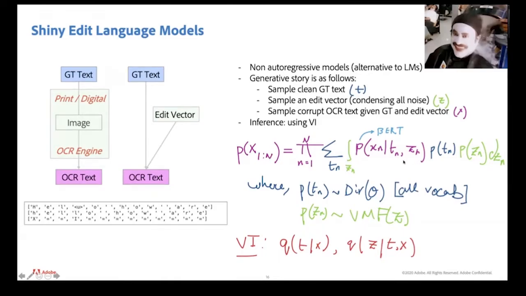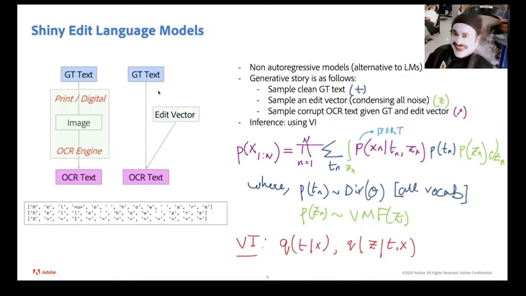So this is the overall generative distributions where we sample the word from the entire vocabulary, and VMF is basically like a normal distribution, except it's used for directional data. But the problem, after learning this model, was that we noticed we always predicted only space tokens as the output. So you sample any edit vector and you apply it in the reverse direction on the OCR text, and you get the ground truth text, which has only spaces.